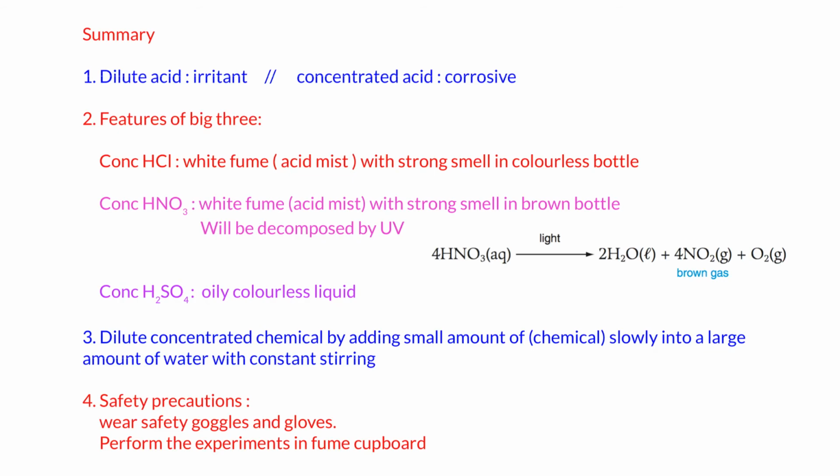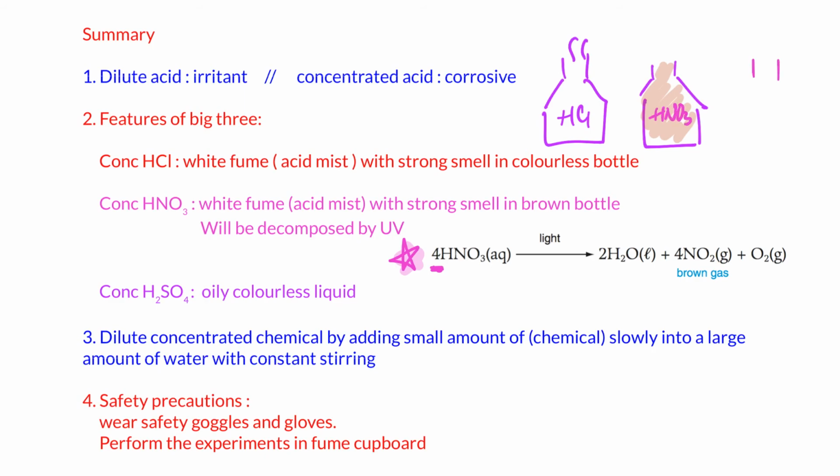So lastly, to summarize these videos: dilute acid is irritant, concentrated acid is corrosive, and the features of the big three. Remember the 3 bottles just as we mentioned. The first one, HCl, has an acid theme and a strong smell. Then HNO3, remember it will be brown in color because it will be decomposed by the UV. The acid will be decomposed by the UV. Remember 4, and decomposition is 1 becoming many, that will be easy for you to remember. And the last one, the oily one, that will be H2SO4.